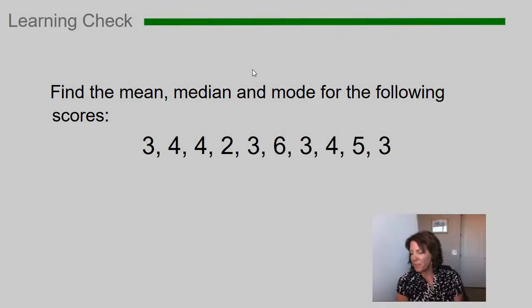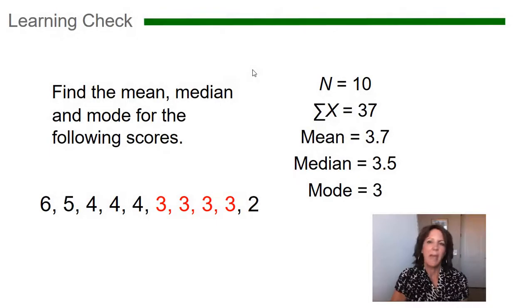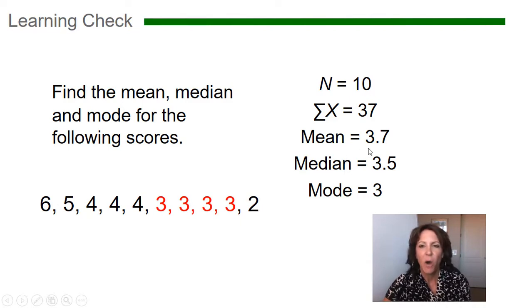All right, we're going to wrap this up by finding the mean, the median, and the mode for the following scores. Pause your computer and then come back. Okay, so here we go. We had 10 scores, and the sum of all of our scores was 37. If I add up each of these, it's 37. And so our mean then is 3.7. 37 divided by 10 is 3.7. The median is 3.5. I did that little line right here. And the mode is 3. So pretty easy to figure these things out.